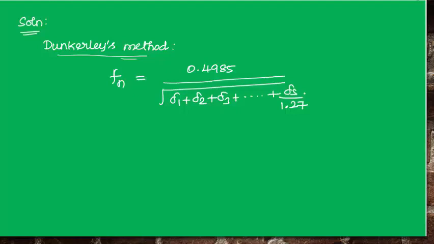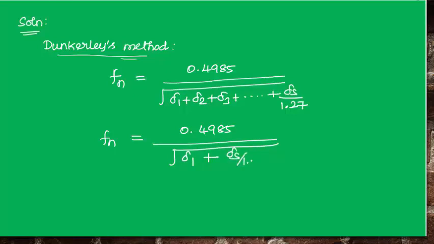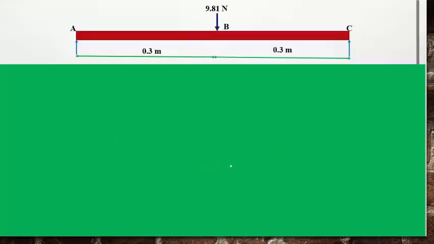Okay, so here in the considered problem there is only one point load which is located at the midpoint of the shaft, and since density value is given in the problem, we have to consider the effect of self-weight also in the calculation of natural frequency. So we can simplify this formula for the present case as del 1 plus del s by 1.27. Okay, so first we can consider the point load which is acting exactly at the center point of the shaft.